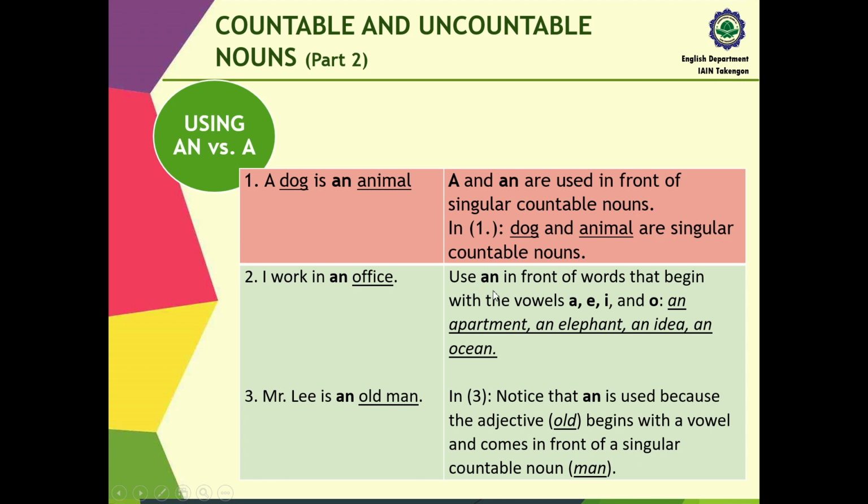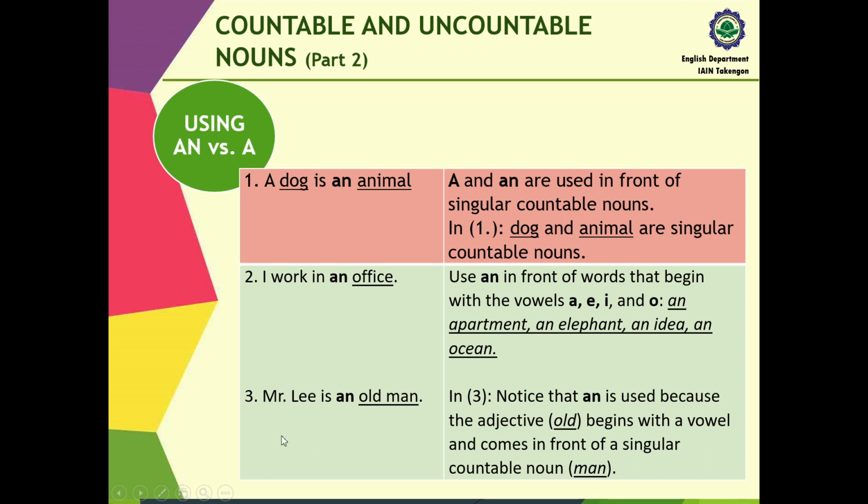Okay, so an is used in front of words that begin with a vowel sound. An apartment. Apartment begins with a, and this is a vowel, so we use an. Also an elephant. Elephant begins with the sound of e and it's a vowel, so we use an elephant, an idea, and an ocean. Okay, an office. The letter is o, and this is a vowel, so we use an.